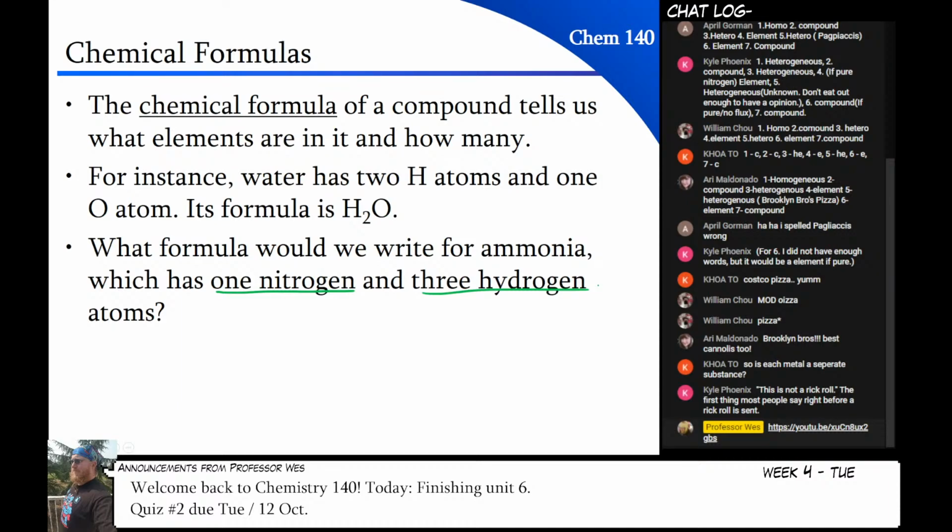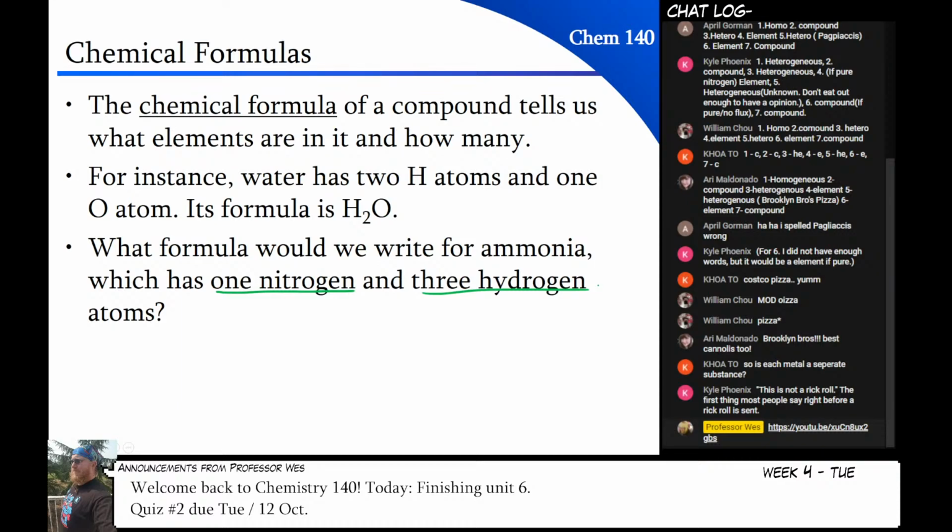I'll give you a second to jot it down while I tend to... There's a cat somewhere that I can hear. Maya, where are you? Oh, there she was. She was in the hallway. Maya, do you want to tell them what the formula for ammonia is? Oops. What is it? There you go. Very good.